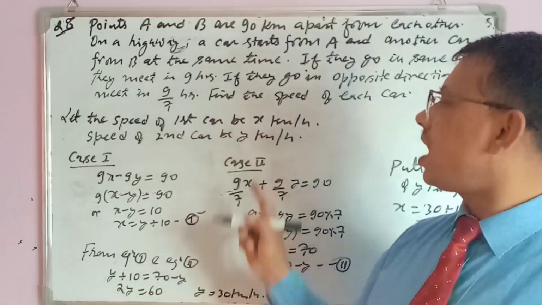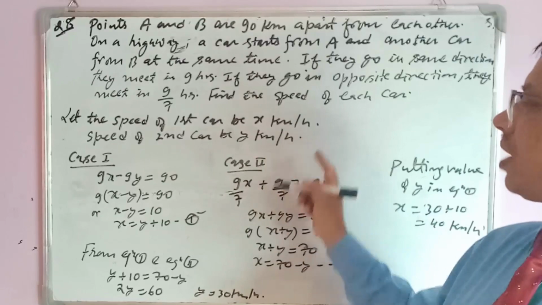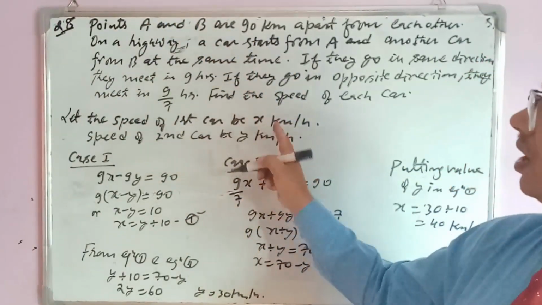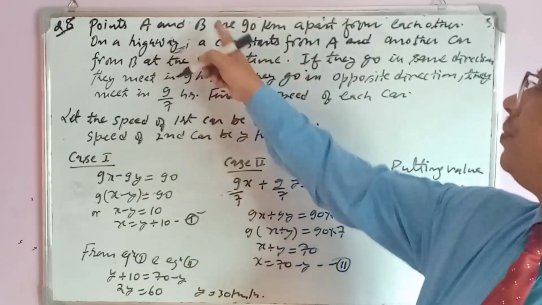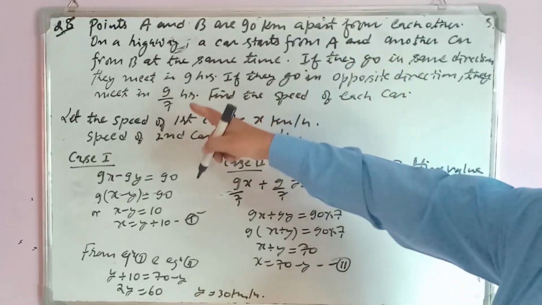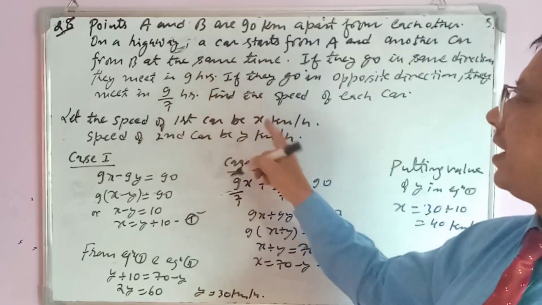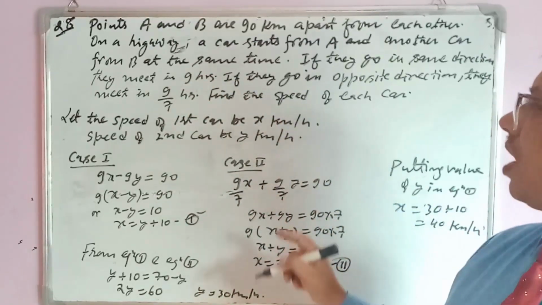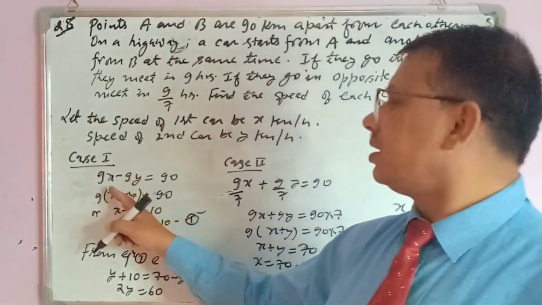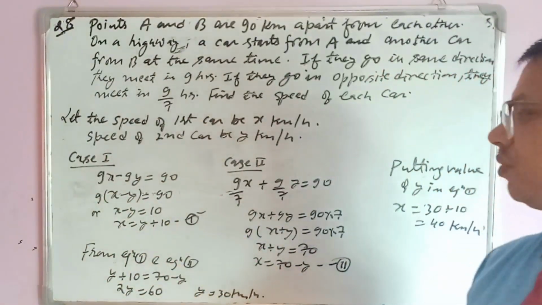Let the speed of the first car be x km per hour and the speed of the second car be y km per hour. That means the speed of the car which moves from A is x km per hour, and the speed of the second car which moves from B is y km per hour. Case 1, they meet in 9 hours. First car is x km per hour, so in 9 hours 9x. Second car is y km per hour, in 9 hours 9y. If going in the same direction, then 9x minus 9y equals 90. Taking 9 common, x equals y plus 10, equation 1.